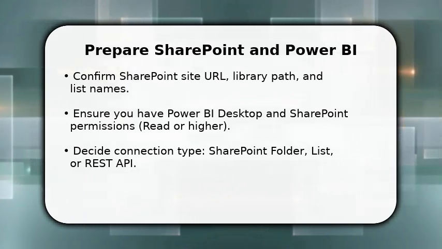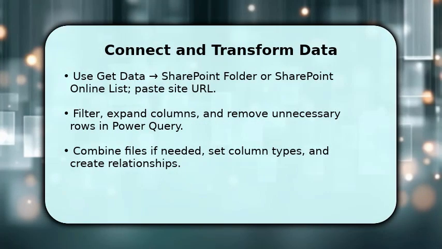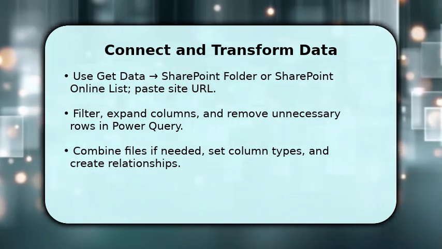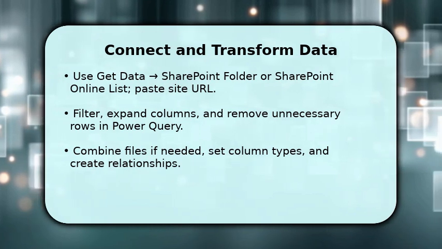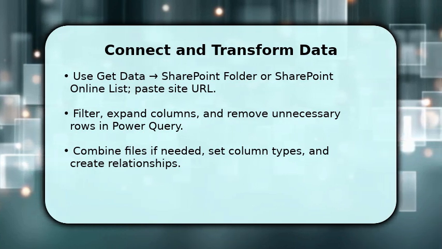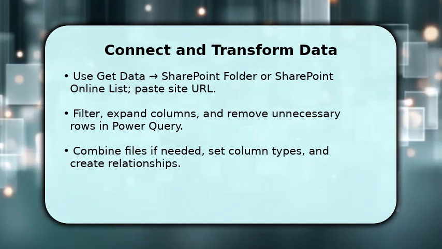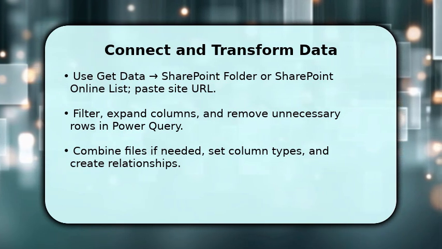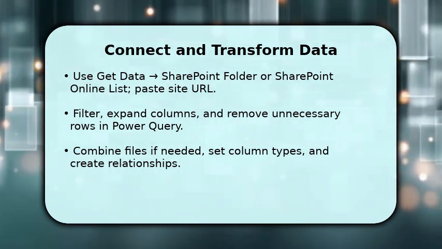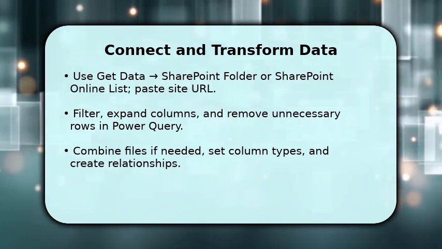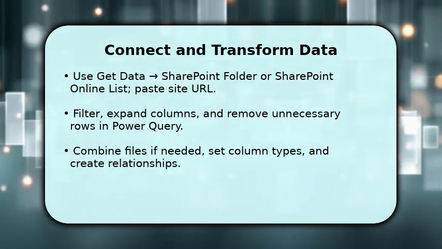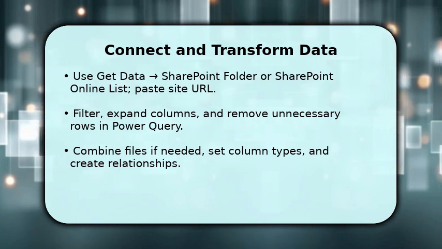Now connect. In Power BI use Get Data, select SharePoint folder or SharePoint Online list and paste the site URL. Authenticate with your organizational account. After loading, open Power Query to filter by folder path or list view, expand record or binary columns, and remove irrelevant rows. This controls performance. Combine binaries when pulling from a folder, set accurate data types, and establish relationships between tables so visuals aggregate correctly.